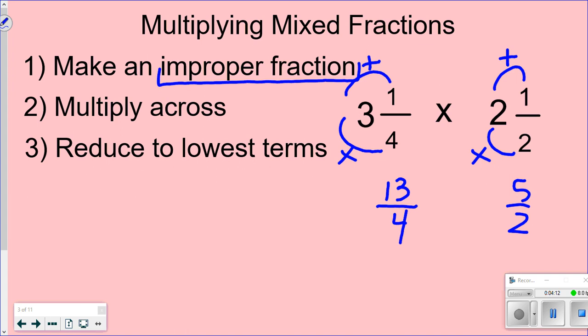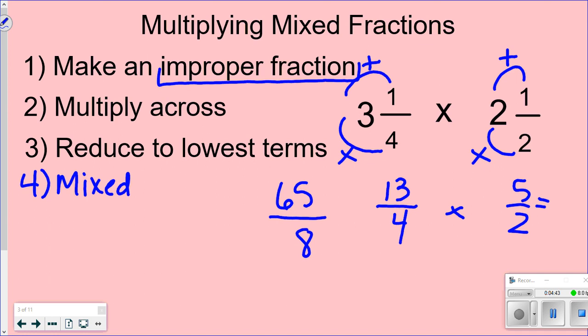So if I look here, I'm going to multiply. I don't think anything can be reduced, but 13 times 5, I believe, is 65, and then over 8. Your answer is in an improper fraction. I prefer as a teacher that your answer is in mixed number form. Some teachers don't like that. I do, because to me, if I look at 65/8, that means nothing. So I would prefer that you put it into a mixed number if necessary.